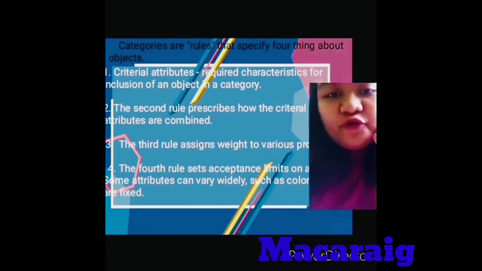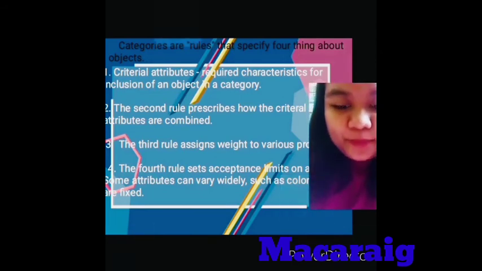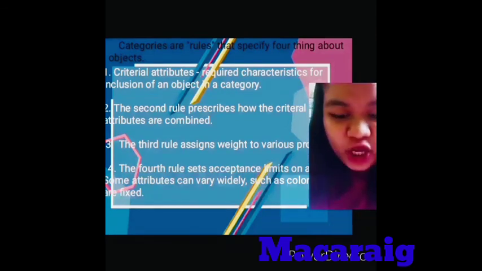First is the critical attribute. Critical attribute is a required characteristic for inclusion of an object in a category. Example, for an object to be included in the category of car, it must have an engine, four wheels, and be a possible means of transport.